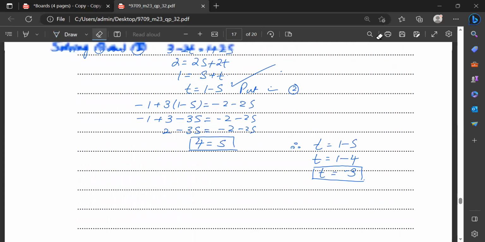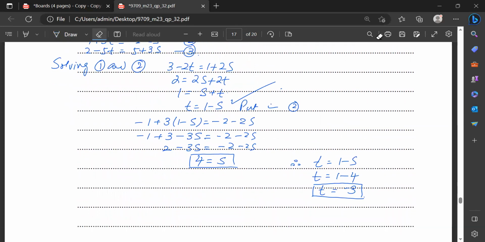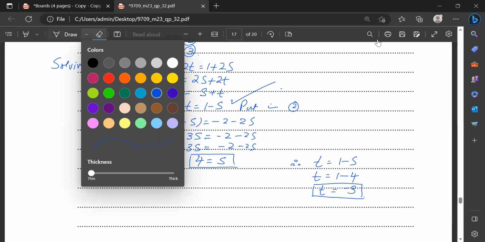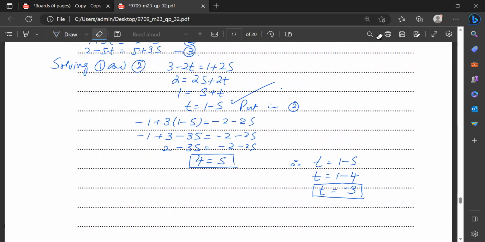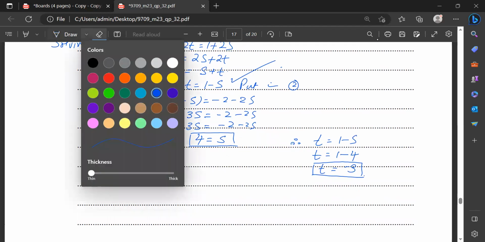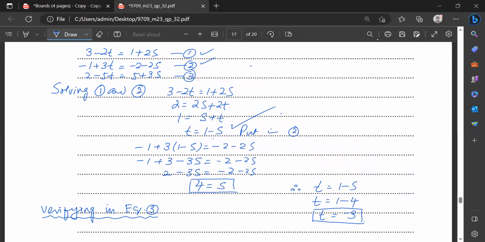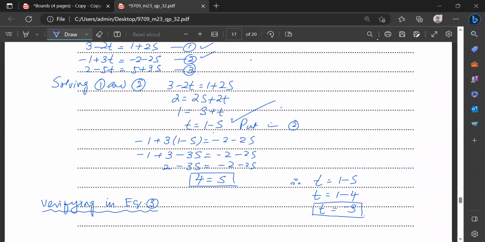After finding these two answers, these are the values which we obtained from 1 and 2. And we need to verify this in the remaining equation. So here I'm writing the heading, verification. Verifying in equation 3, because the remaining equation was 3. So let us check whether these two values are satisfying the third equation or not.